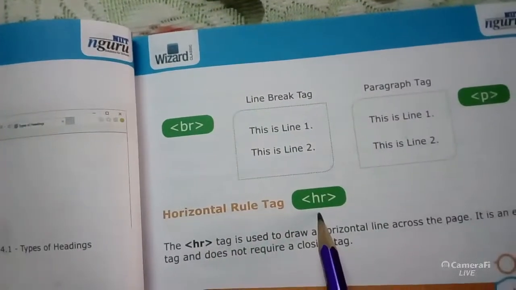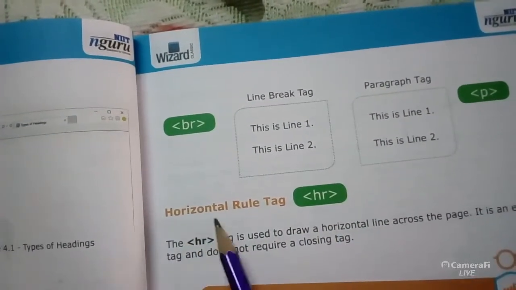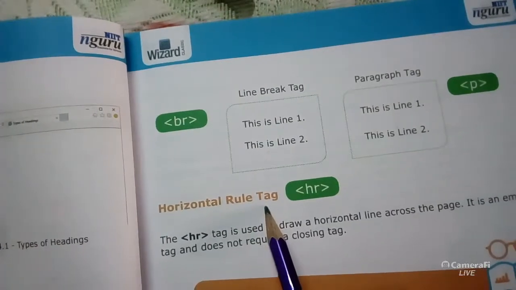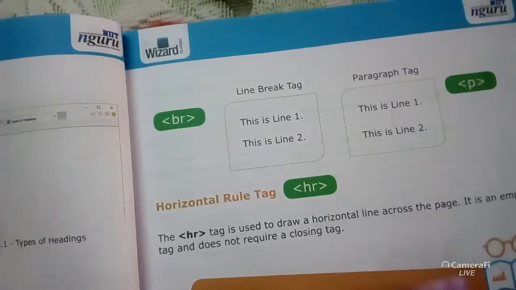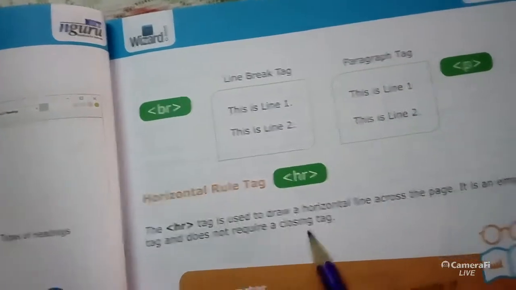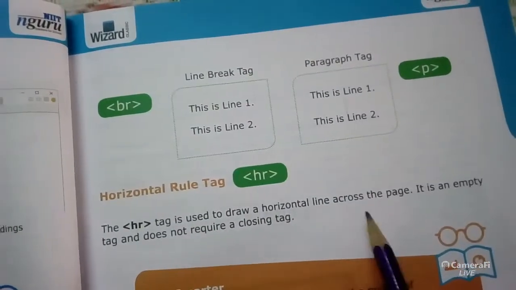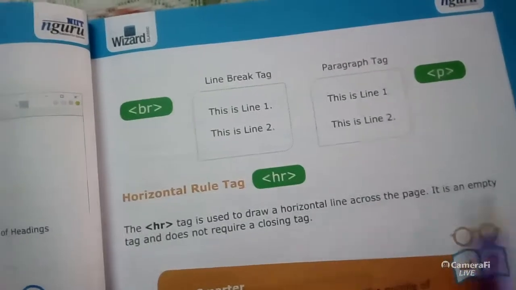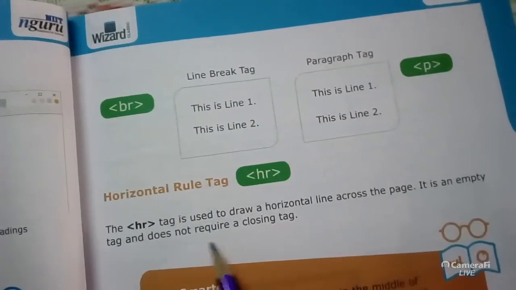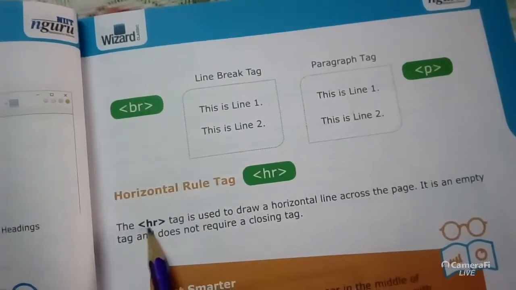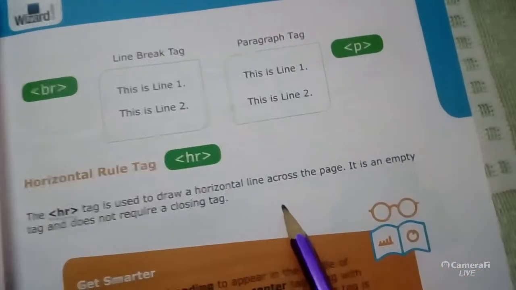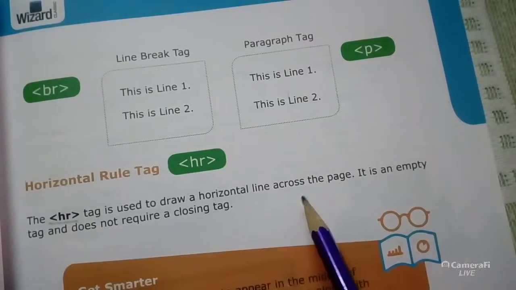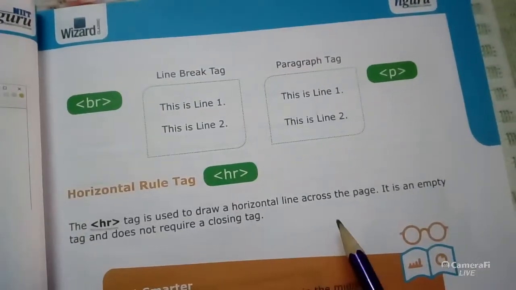Then HR tag. HR tag means horizontal line is shown in the program. That means one underline. The HR tag is used to draw a horizontal line across the page. It is an empty tag and does not require closing tag. That means only HR tag you have to write. No closing tag. Closing tag means /HR tag. Okay.